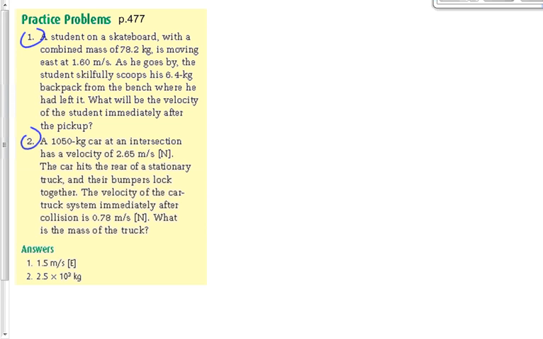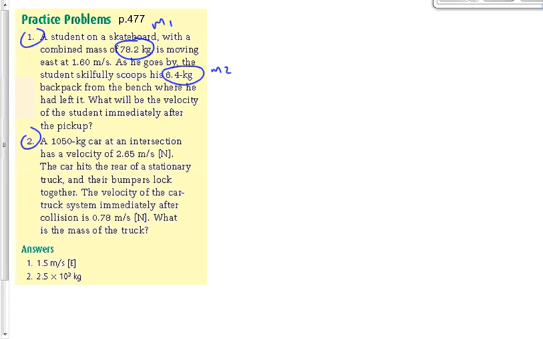Now, these questions become a little bit confusing as much as anything for the givens, because there's so many givens that we have to write down. So many different things that are similar, different masses, different velocities, sometimes 4 velocities in the same question. We're going to call this M1, the student and the skateboard. That's one object. The backpack we're going to call M2.